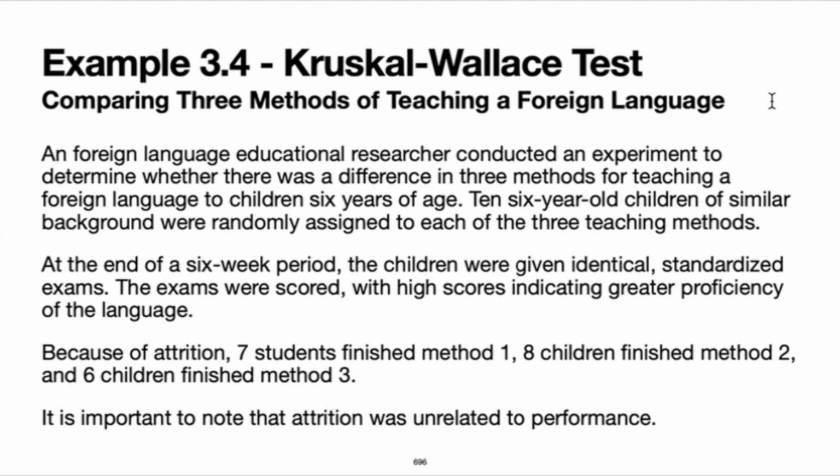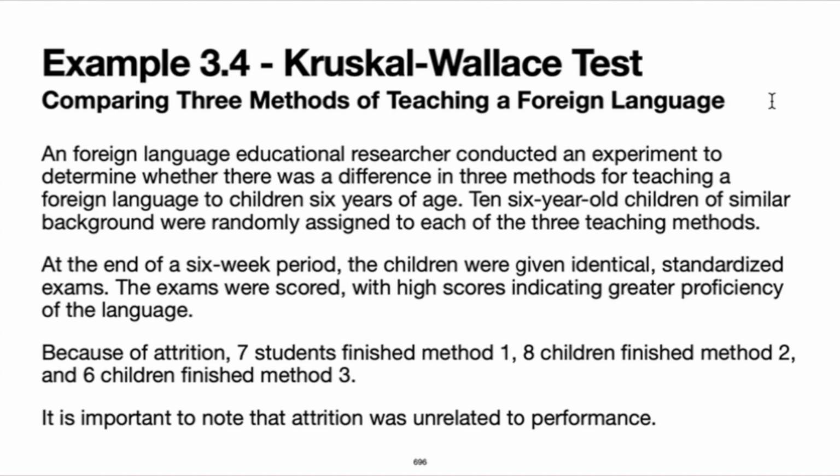Comparing three methods of teaching a foreign language. A foreign language educational researcher conducted an experiment to determine whether there was a difference in three methods for teaching a foreign language to children 6 years of age. Ten-year-old children of similar backgrounds were randomly assigned to each of the three teaching methods. At the end of a 6-week period, the children were given identical standardized exams. The exams were scored, with high scores indicating greater proficiency in the language.